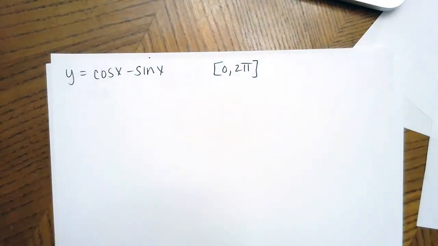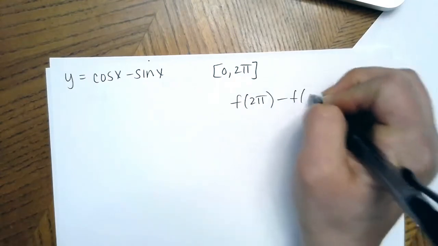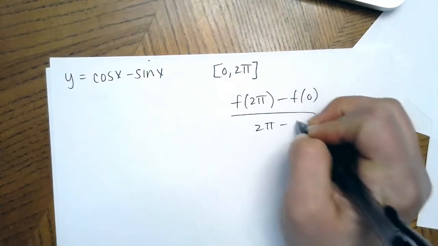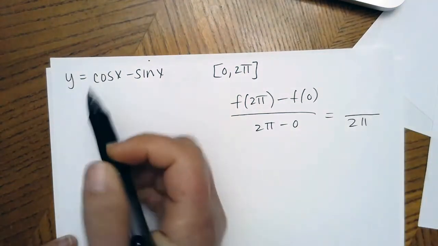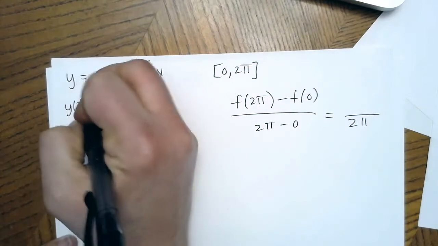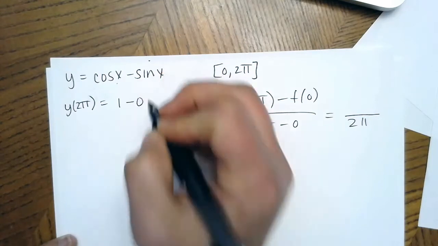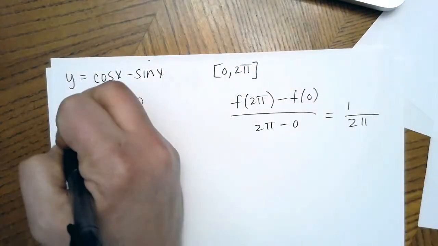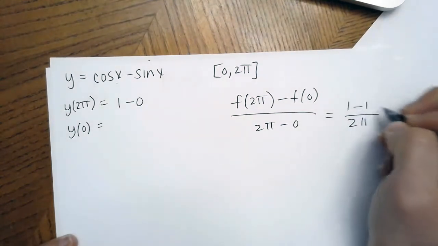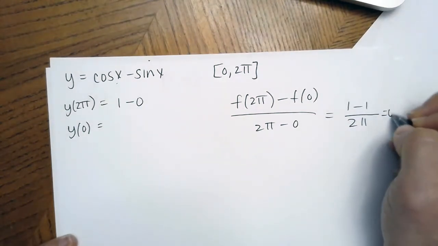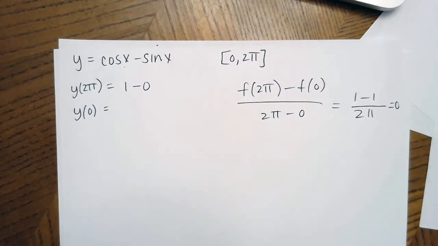So let's calculate the slope. That's f of 2 pi minus f of 0 all over 2 pi minus 0. On the bottom, I know I'm going to get 2 pi. Then if we plug in y of 2 pi here, cosine of 2 pi is 1, and sine of 2 pi is 0, so that would be 1. And actually, y of 0 falls exactly at the same place as 2 pi, so I'm going to get 1 minus 1 in the top, and I'm going to end up with 0.